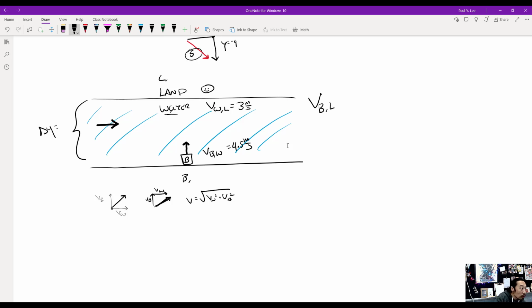Essentially, what we're looking for is how fast this motion is, because the observer on the land will not see the boat going straight up vertically, but rather will see the boat going off at an angle. So what is that velocity? Let's try this out.